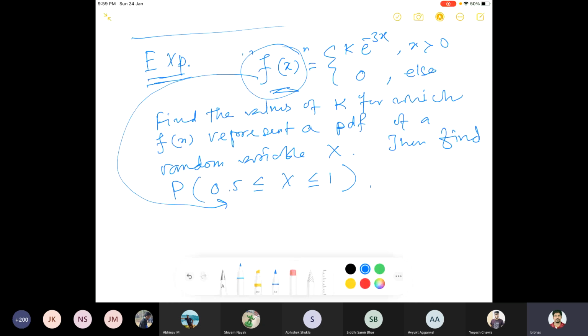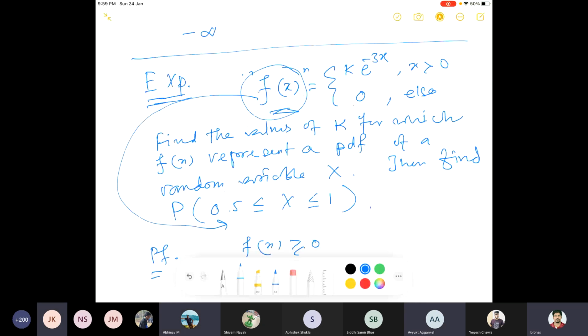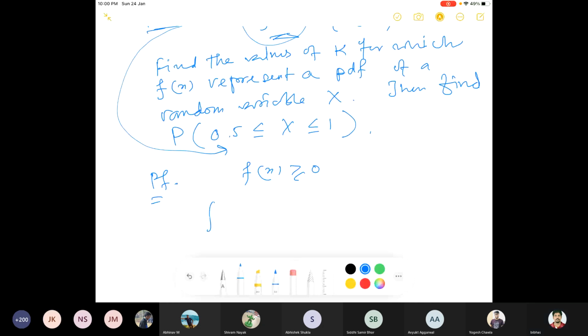In order to show that this function fx represents a PDF for some random variable, what I have to show is whether this function satisfies those two properties which I defined earlier. Is this function non-negative? Is it bigger or equal to 0 for all x and any k? Yes, it is positive. Somebody has any question? Yes, go ahead.